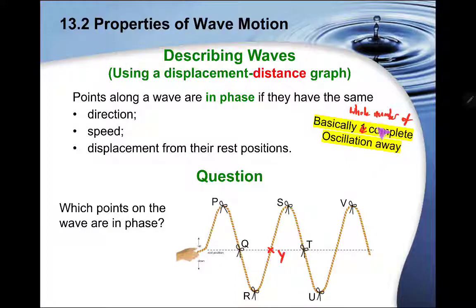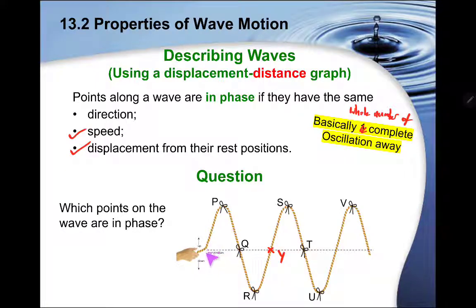Okay, but the real definition, of course, is looking here. So let's look at this. Do Q and Y have the same displacement from the rest position? They do, the displacement is 0. Do they have the same speed? Yes, they do have the same speed. Both are moving at the maximum velocity. But here's the part. Are they moving in the same direction? So you realize that no, they're not.